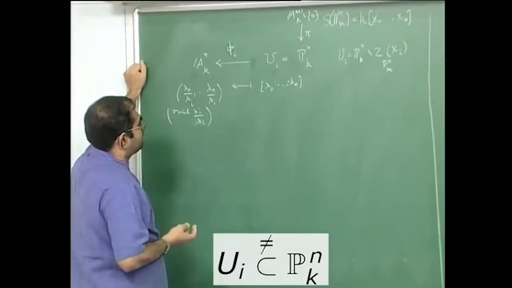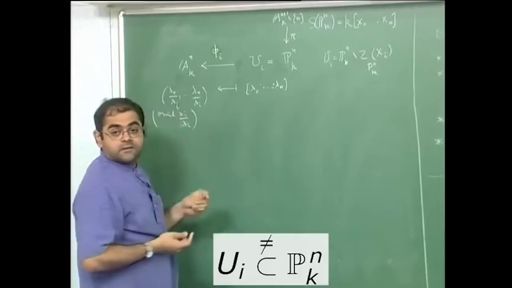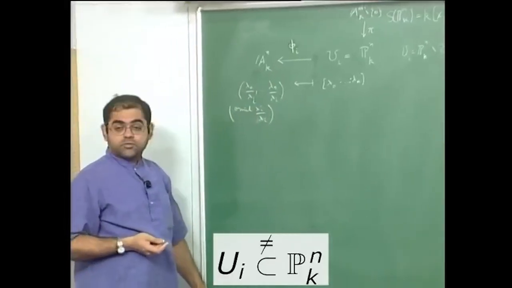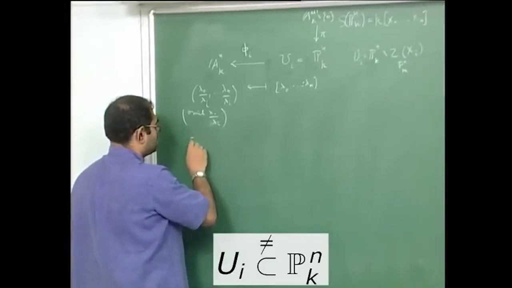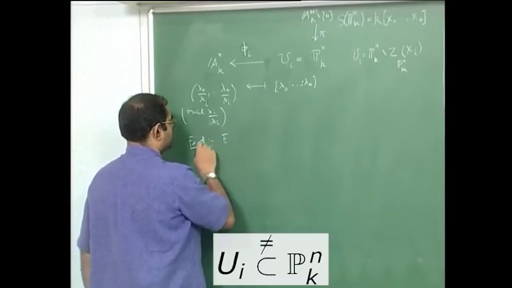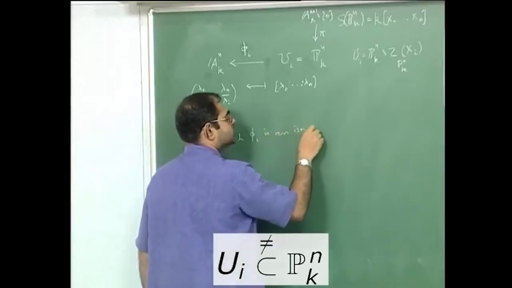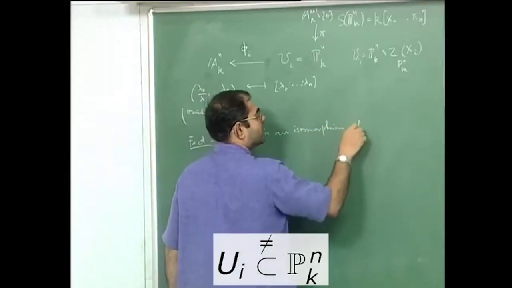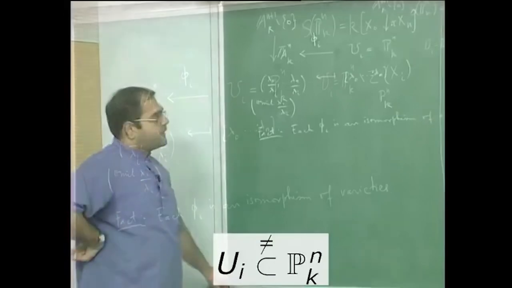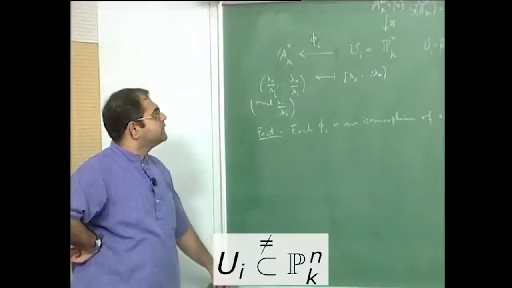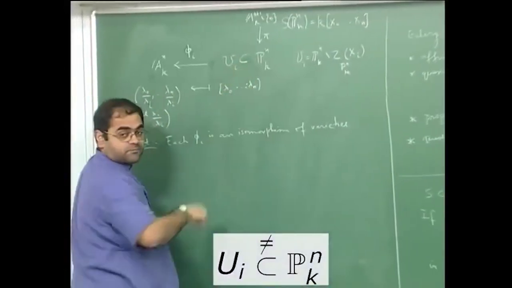To make things clearer, in fact what I want to say is that these phi i are not just homeomorphisms, these phi i's are actually isomorphisms of varieties. So, fact: each phi i is an isomorphism of varieties. And this is not equal, I am sorry, this should be a subset of Pn.